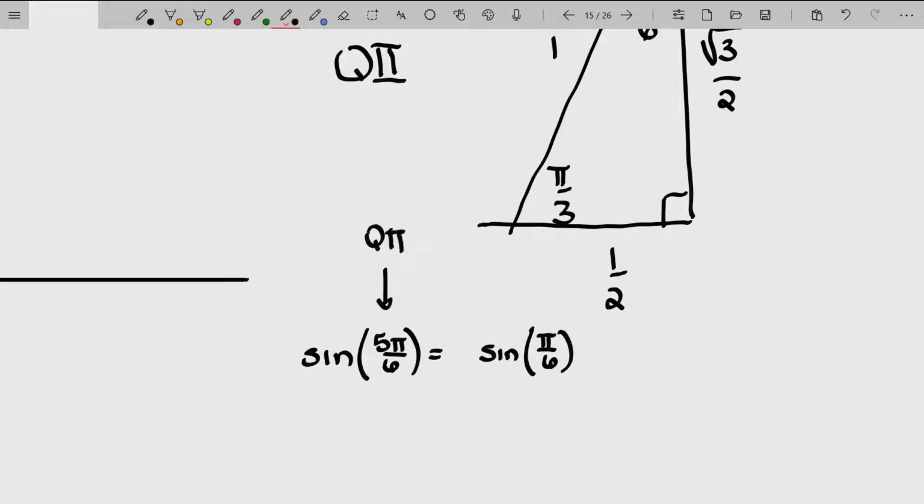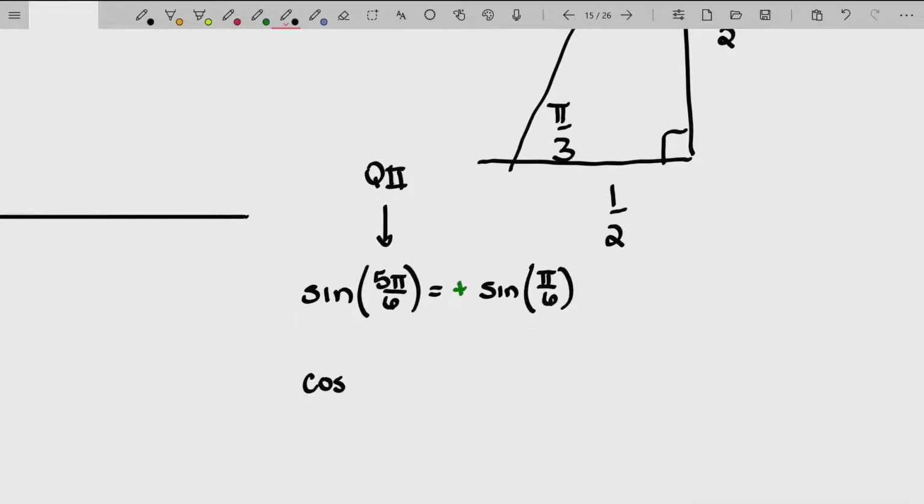Well, that's a quadrant 2 angle. Sine is positive in quadrant 2. Let me actually write that in a different color. It's positive in quadrant 2. And cosine of 5 pi over 6, without worrying about anything else, I'll just say that's quadrant 2. Cosine is negative in quadrant 2, so it should be the negative cosine of pi over 6.